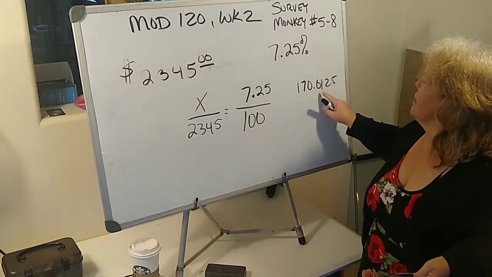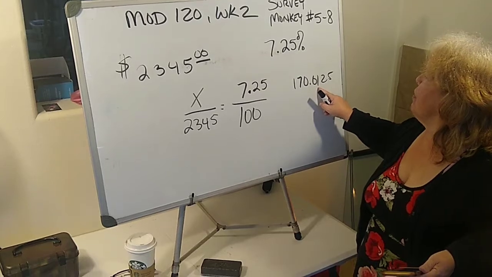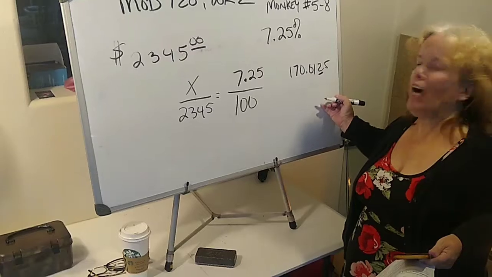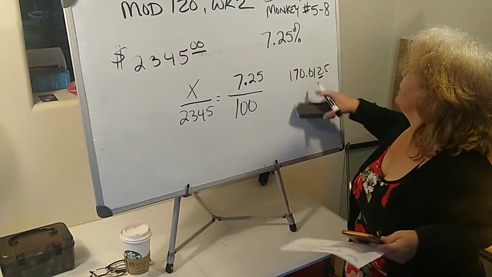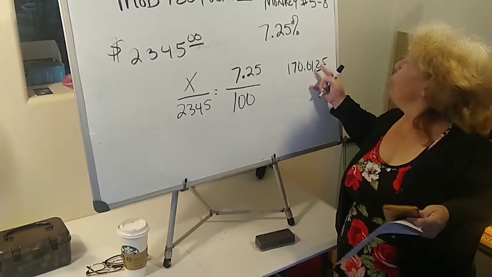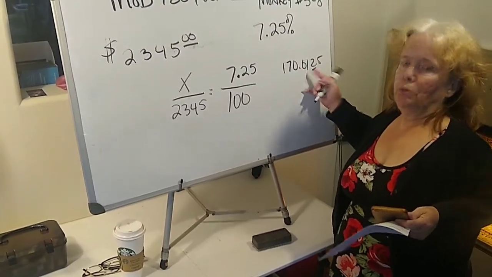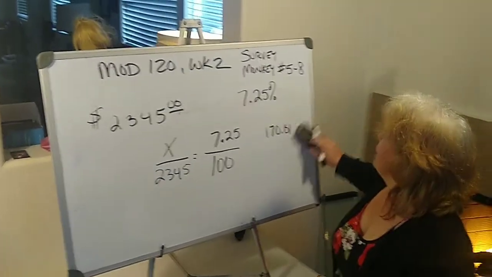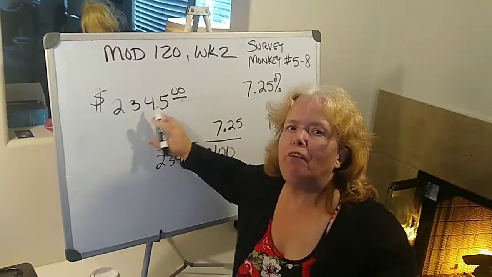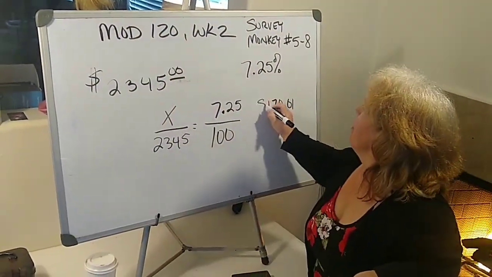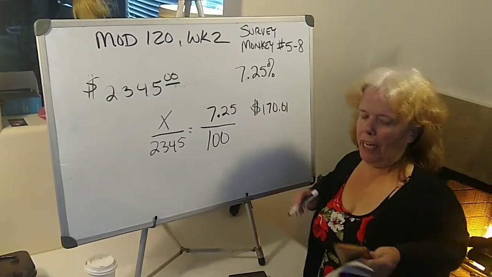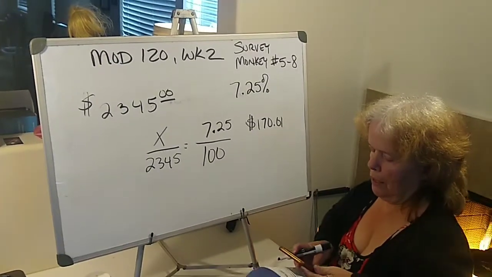So this is the tens column, this is the hundreds column, so we want to get rid of this. Well, since this is 2, it's less than 5, we just make it disappear and this stays at 1. Now, had this been a 5, we would have brought this up to a 2. So what she's going to pay in sales tax for the $2,345 is $170.01.